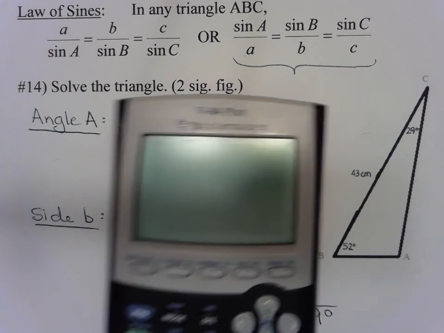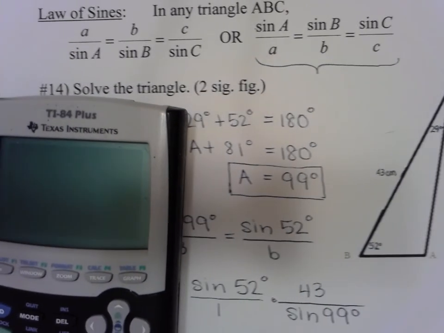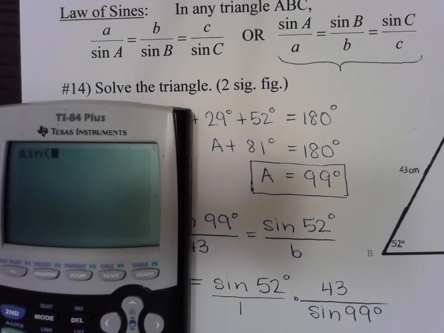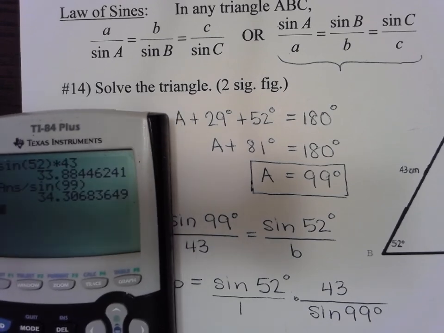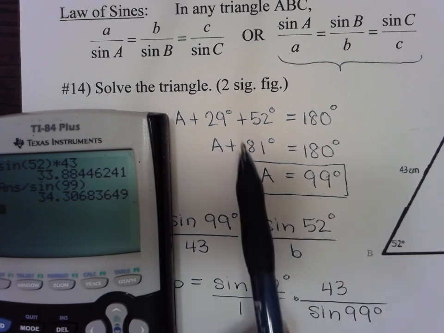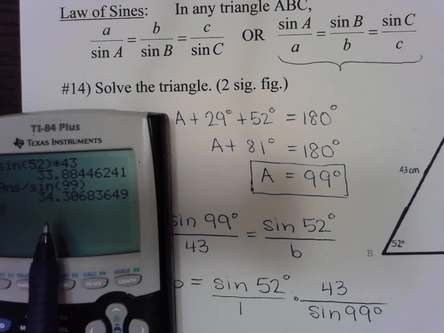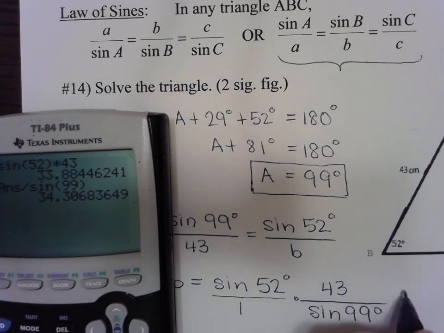Okay, so let's try that again. So I'm going to put in the sine of 52 times 43. And then I'm going to divide that by the sine of 99. That's going to give me 34.306. Notice everything here has 2 significant digits, so I'm going to round it to just 34. I'm going to try and stay on top of that in these problems if I can. And we're using centimeters, so 34 centimeters for side B.